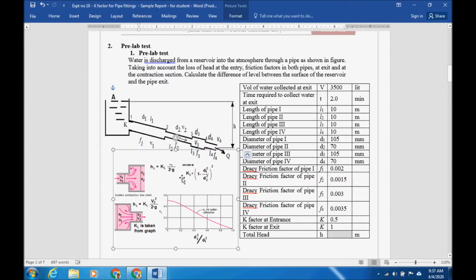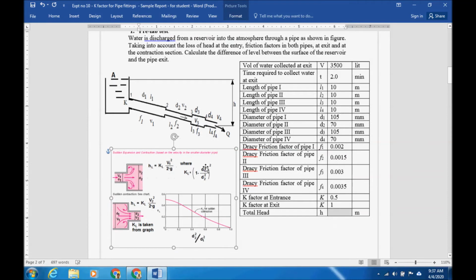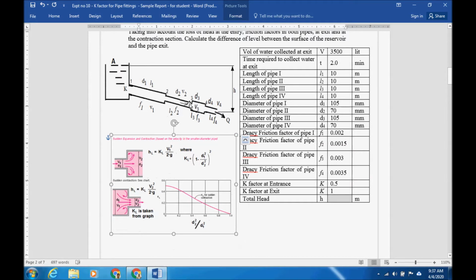If there is a sudden expansion, we need to use this formula, where KL or K is found from this formula. For expansion, the inlet velocity V1 is taken; for contraction, the outlet velocity is taken, and K is found from the graph. And for sudden expansion, K is calculated using this formula. So we'll start solving.